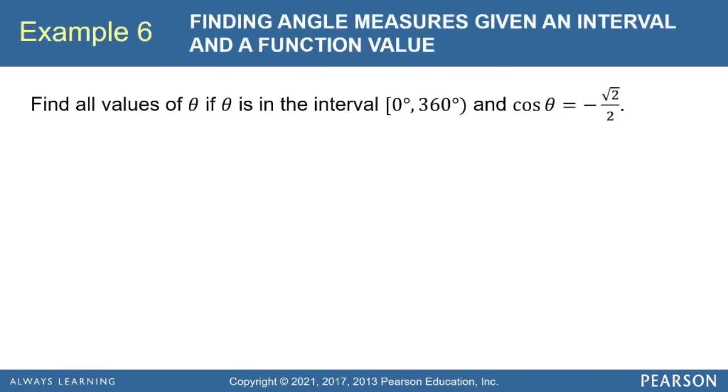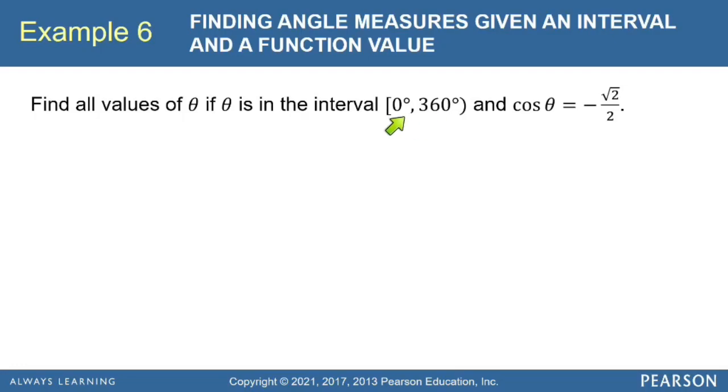Okay, now we're going to work backwards just a little bit. Up till now they've given us an angle and asked us to come up with a function value. But here in example 6, they're going to give us a function value and ask us to come up with theta. So let's look at what it says. It says find all values of theta if theta is in the interval from 0 degrees to 360 degrees and the cosine of theta is negative square root of 2 over 2.